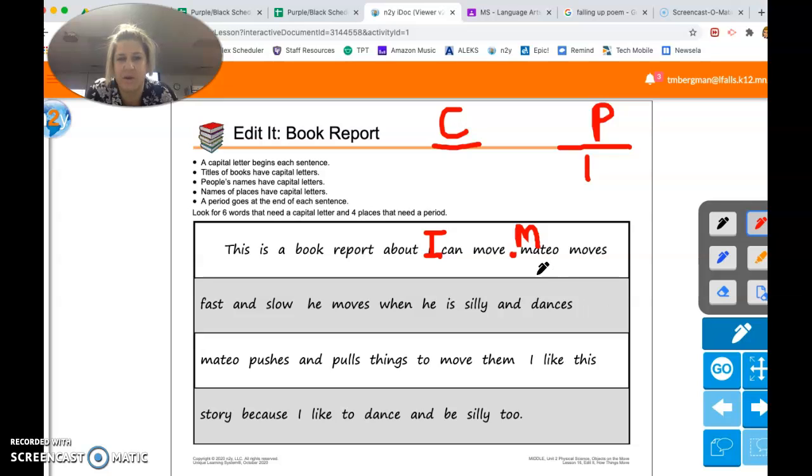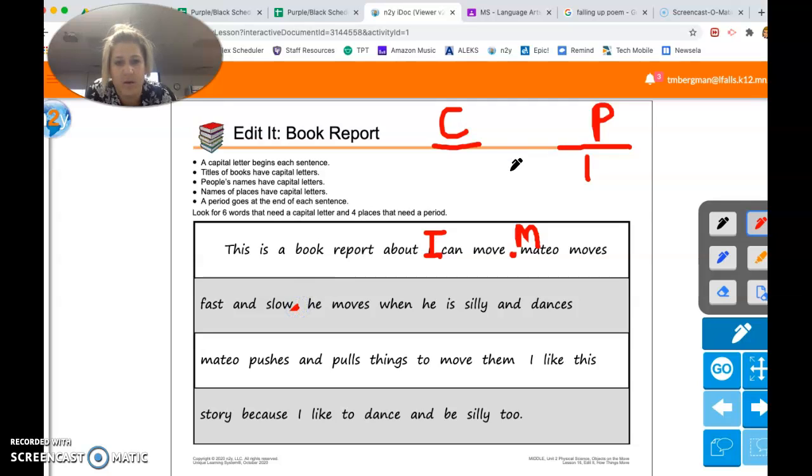Let's see. Where could a period be at the end of this sentence? Mateo moves fast and slow, he moves. Mateo moves. That's not really a great sentence. Let's keep going. Mateo moves fast. Well, that's a good sentence, but let's see if it can continue, because then our next sentence would start with and slow, and that doesn't really make a whole lot of sense. So how about Mateo moves fast and slow? Is that a good sentence? Right? It tells us who, Mateo, tells us what he's doing, and it tells us how he's doing it. So that sounds like a great sentence. We're going to put another period right here.